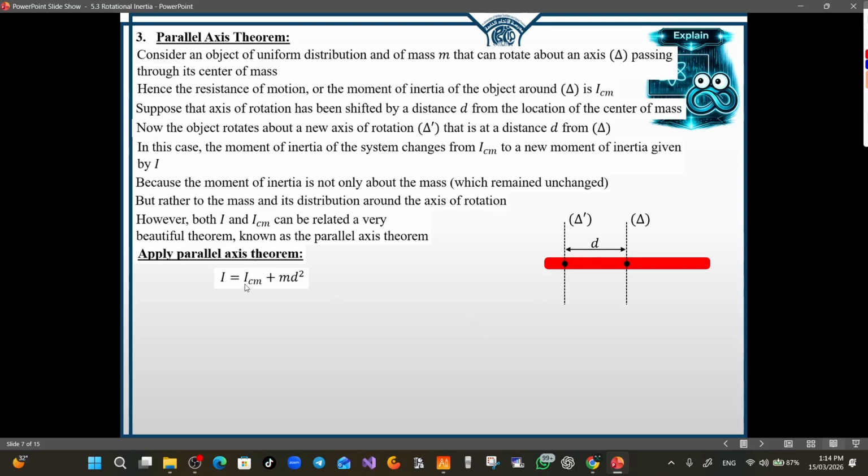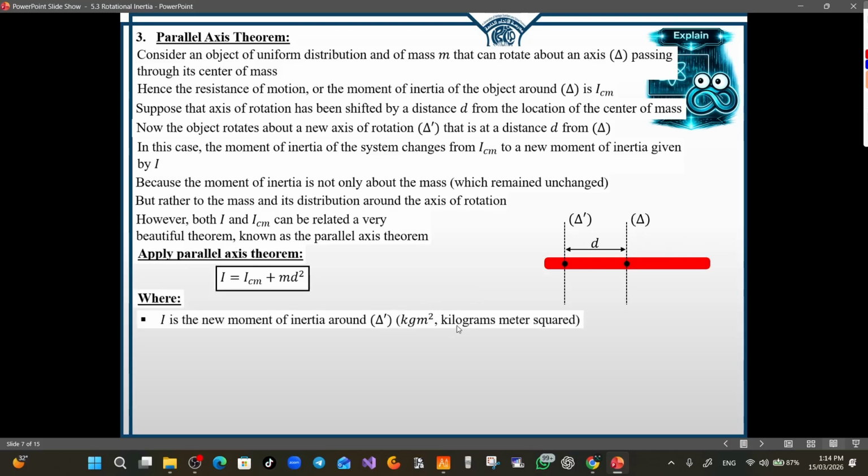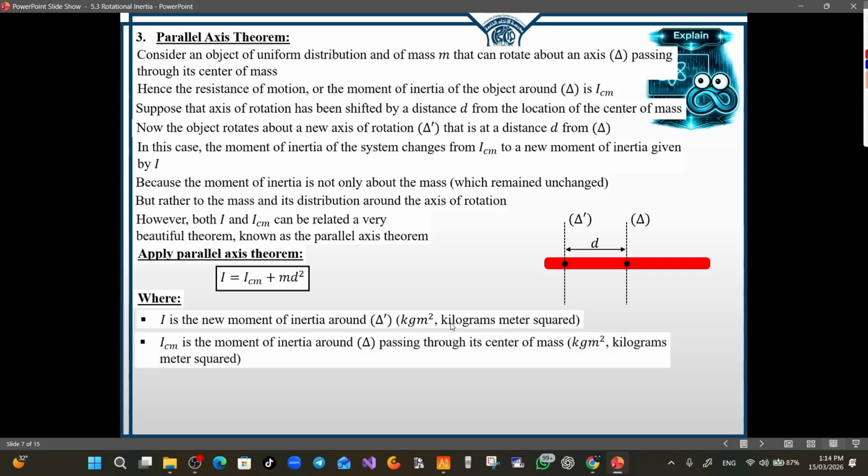Now, knowing that the I center of mass is the moment of inertia of the rod when the delta, or the axis of rotation, passes through exactly the center of mass. I is the new moment of inertia around delta prime, and it's given in kilogram meter squared. I center of mass is the moment of inertia around delta passing through its center of mass, and m is the mass of the object in kilograms. d is the distance between delta and delta prime.